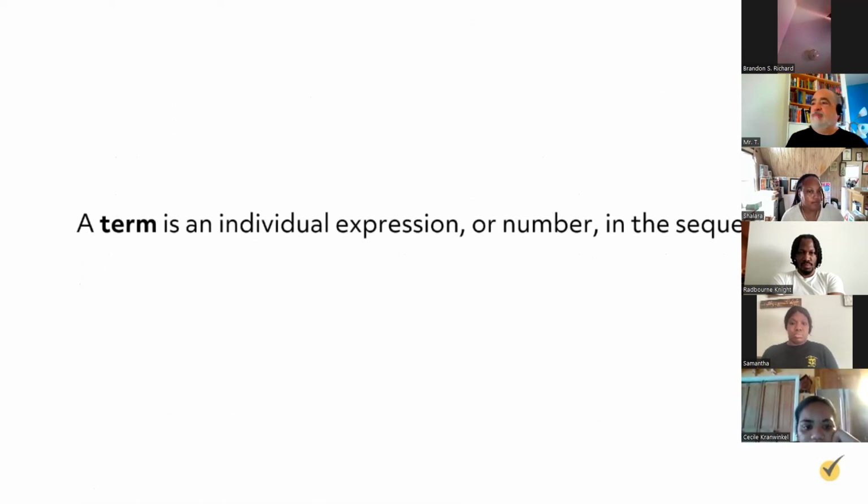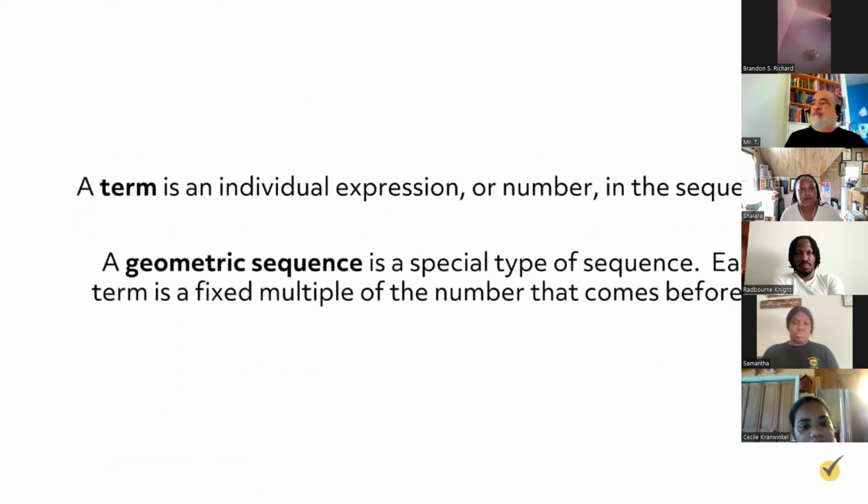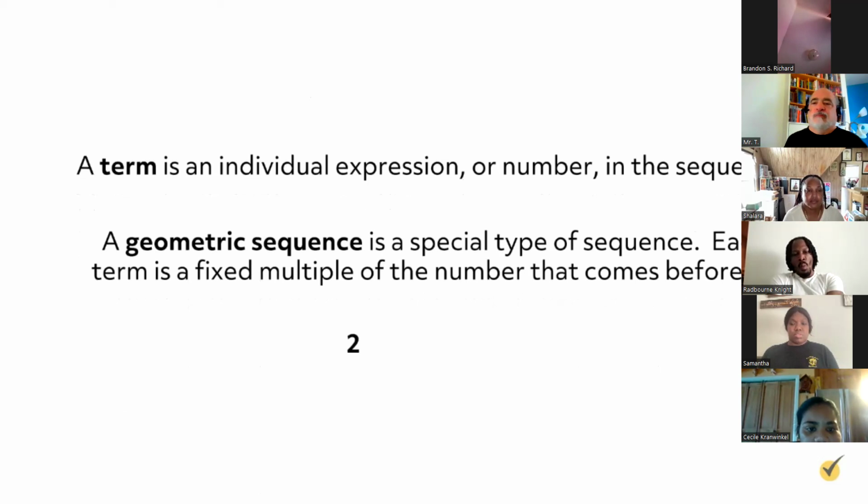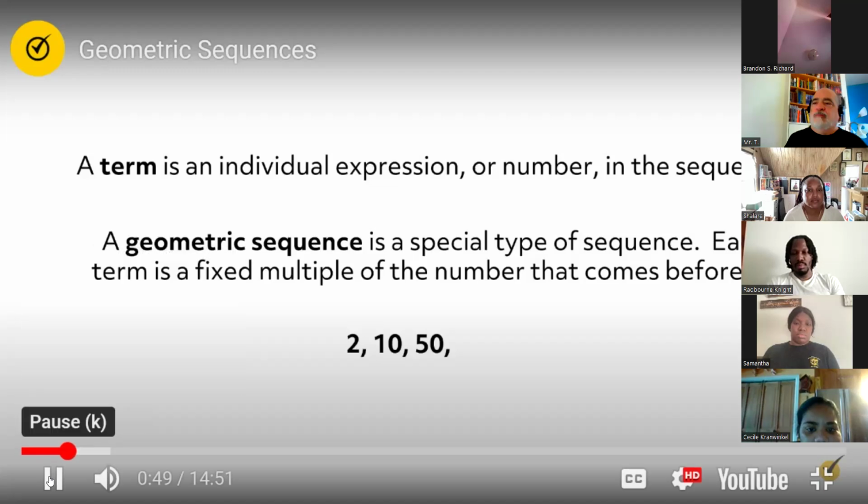A term is an individual expression or number in the sequence. A geometric sequence is a special type of sequence. Each term is a fixed multiple of the number that comes before it. For example, let's say my first number is 2, and I multiply 2 by 5 to get 10. Then I multiply 10 by 5 to get 50. I can multiply 50 by 5 to get 250, and so on.